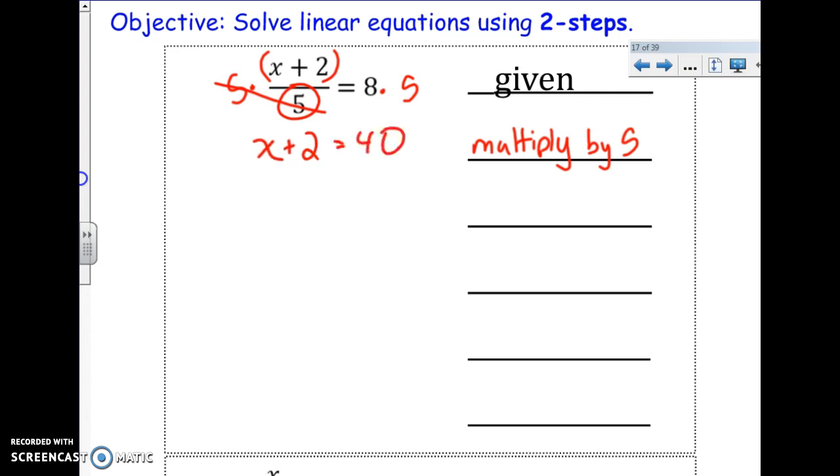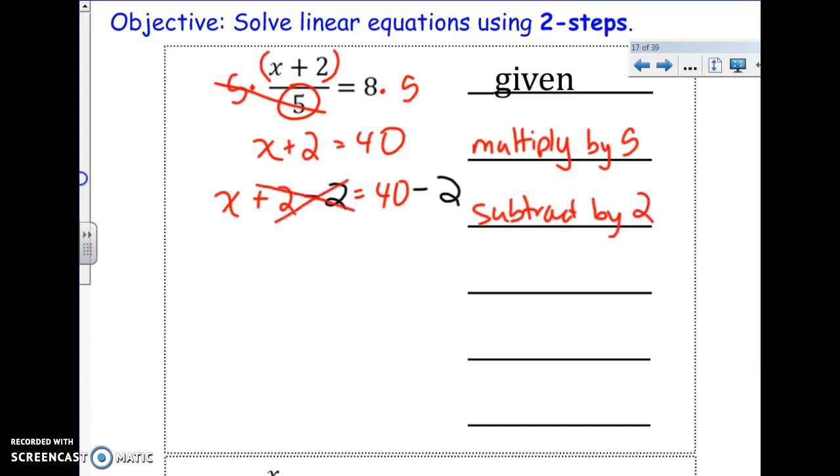And then I can use an additive inverse property by subtracting 2 on both sides, to cancel out that 2. These cancel out, and I'm left with x equals 38.